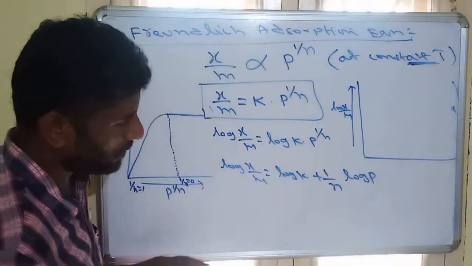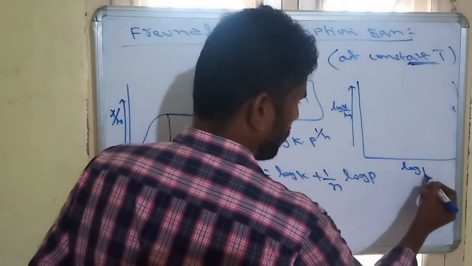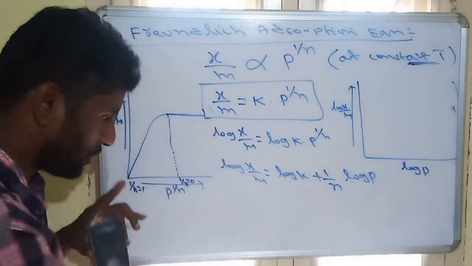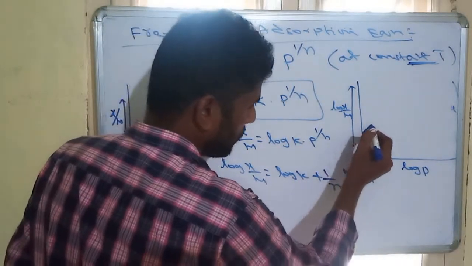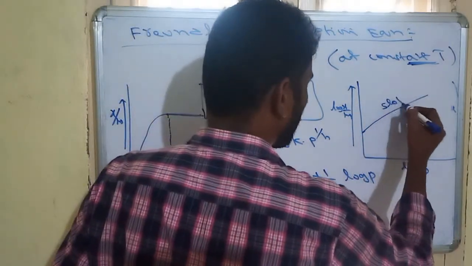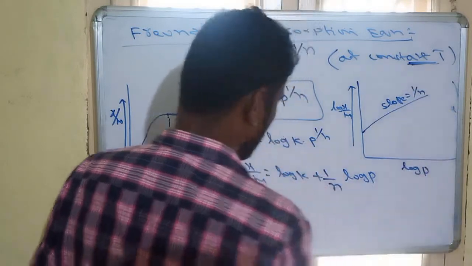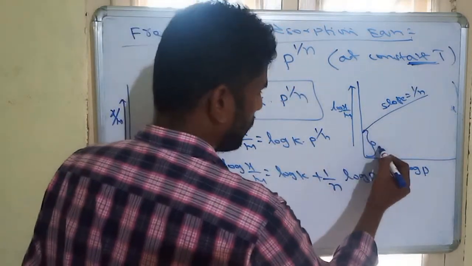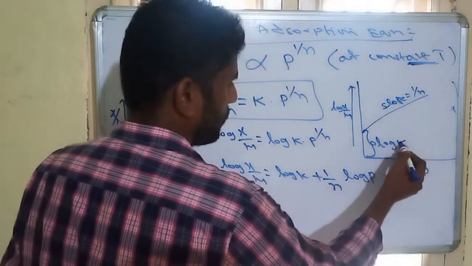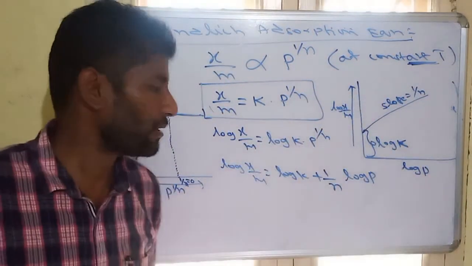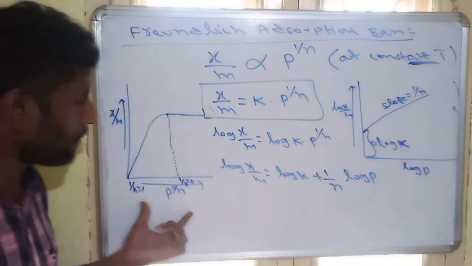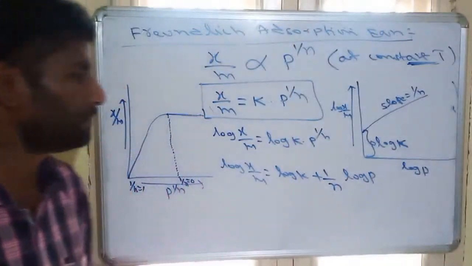log x/m versus log p we are writing. So this is y axis, this will be x axis. 1/n will be slope, will come like this. Slope will be 1/n, so intercept will be log k. So this is the logarithmic equation of the Freundlich equation. So this is the direct graph and this is the logarithmic graph.